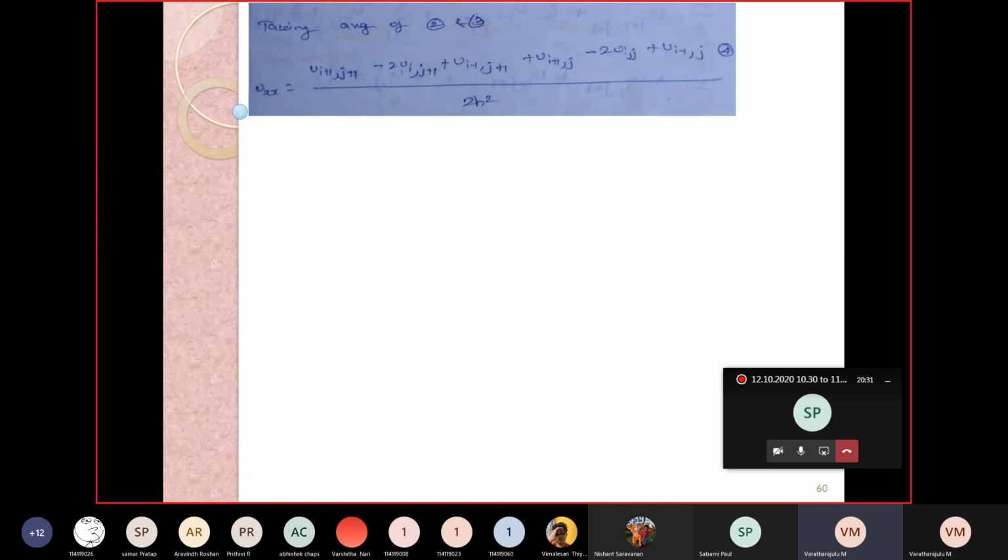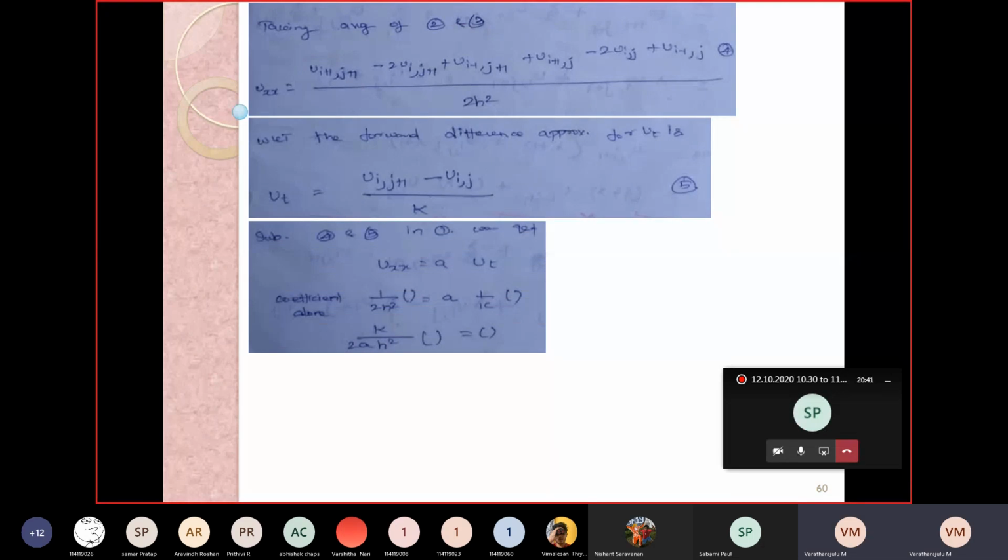We added equation number 2 and 3, and this is our equation number 5, which we already have, that is ut. By substituting equation number 4 and 5 in the equation, what we get, and this is the equation I am applying. I am concerned about the coefficient. Uxx has coefficient 1 by 2 h square, and on the RHS we have a into 1 by k. Others are u terms.